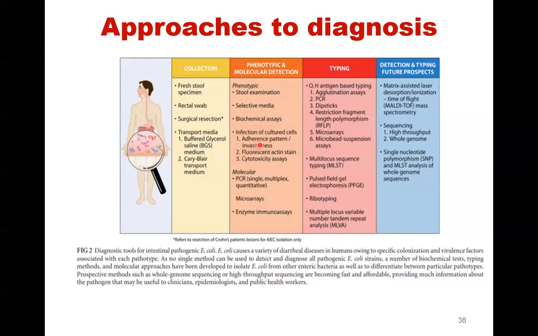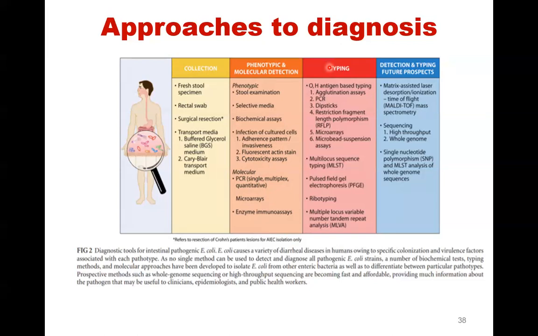We can perform infection of cultured cells, okay, to look at adherence pattern or ability to invade. We can use fluorescein actin stains, you know, when we talk of the enteroinvasive E. coli, or we can perform cytotoxicity assays. Remember that some toxins are enterotoxins, some others are cytotoxic. We can perform molecular assays using different assay approaches. We can type. Remember, I told you with Vibrio cholerae, diagnosis is clinical.